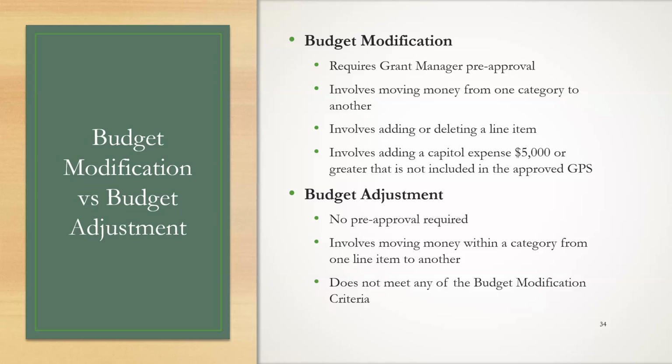Budget adjustment, no pre-approval is required. It involves moving money within a category from one line item to another, existing line items, and does not meet any of the budget modification criteria.